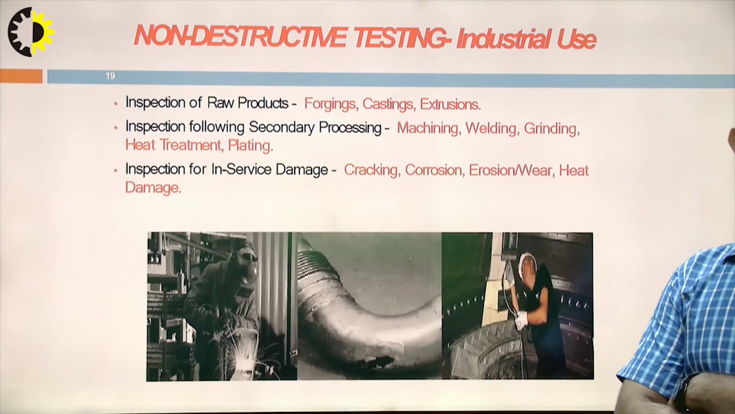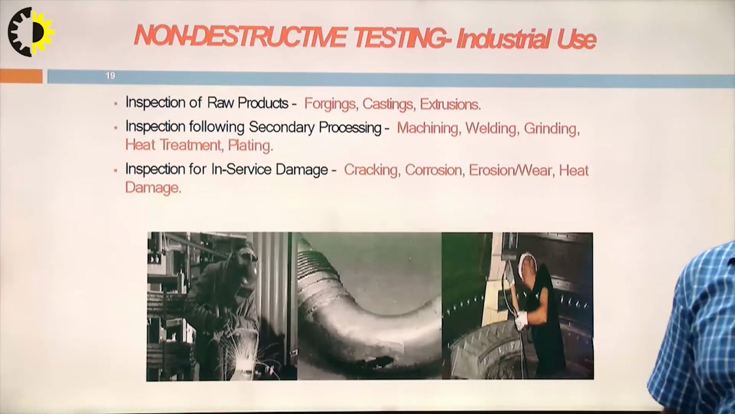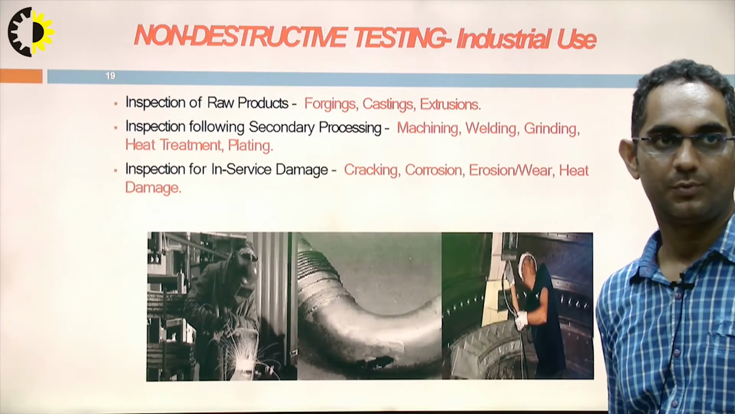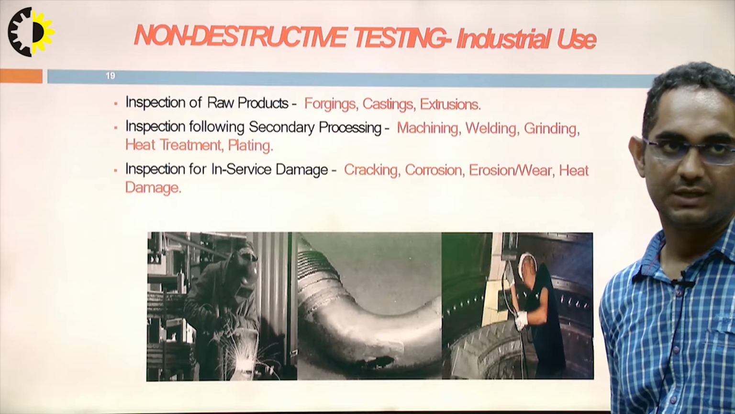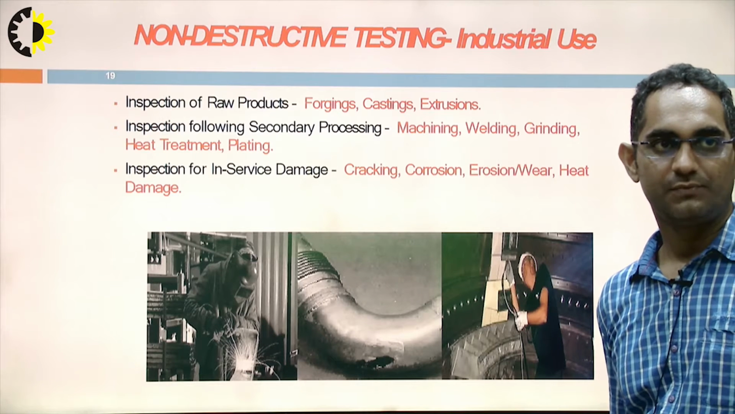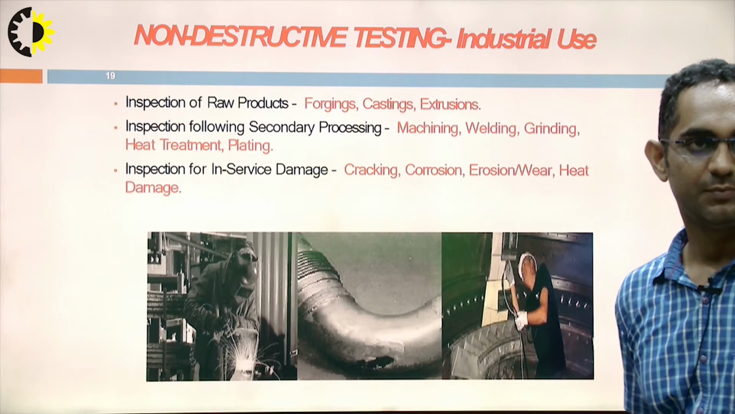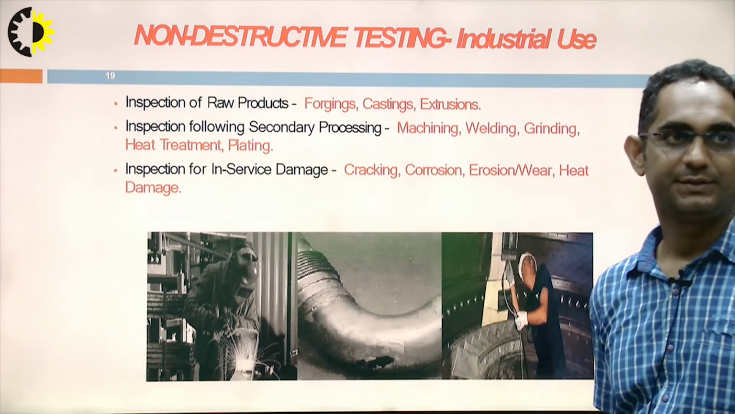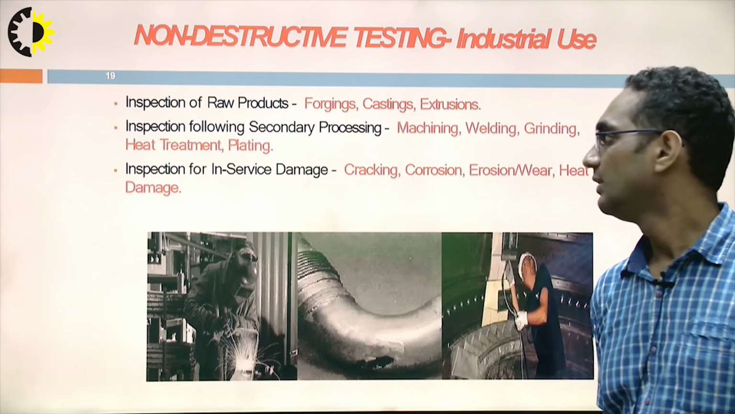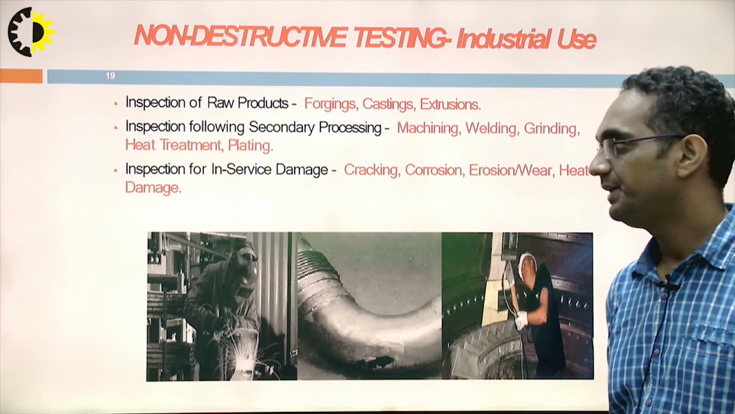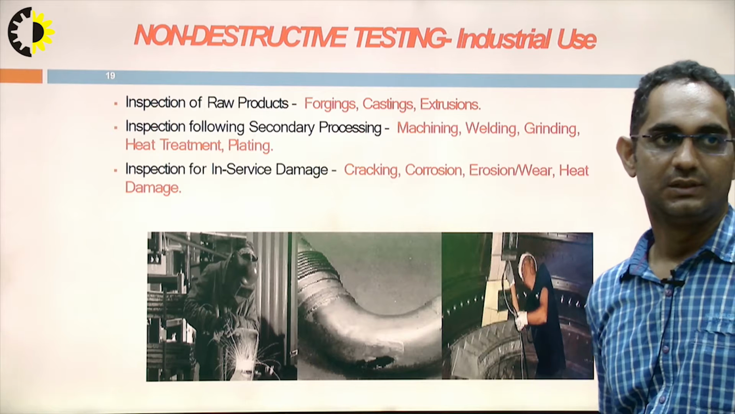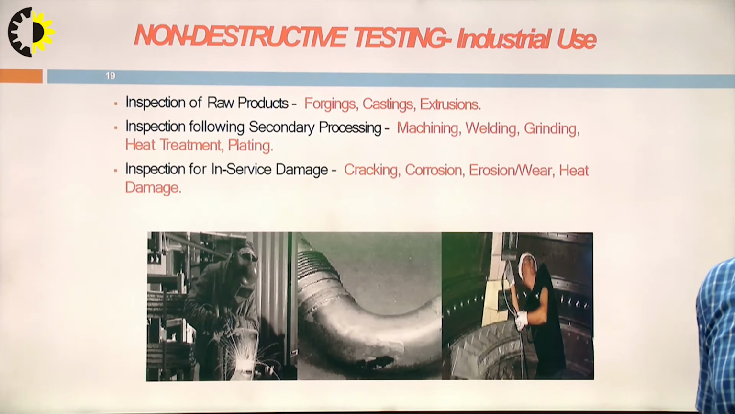Then the use of non-destructive testing in industry, that is, the inspection of raw products. Raw products are like forging, casting, extrusions. Inspection following the secondary processing, that is machining, welding, grinding, heat treatment and plating, etc. So these are the non-destructive testings. Then inspection for in-service damage.